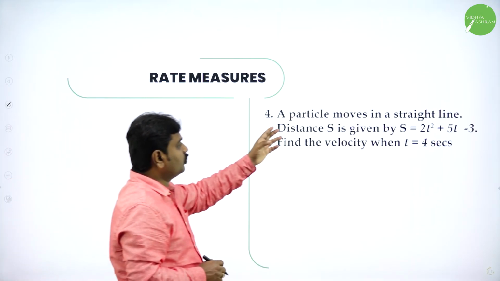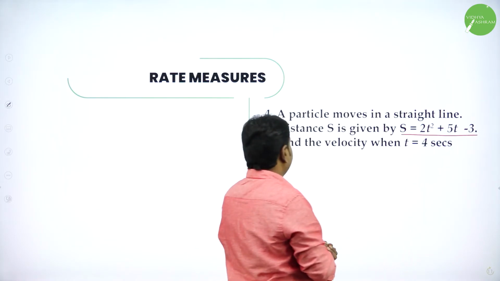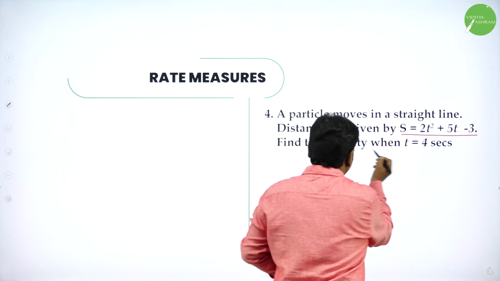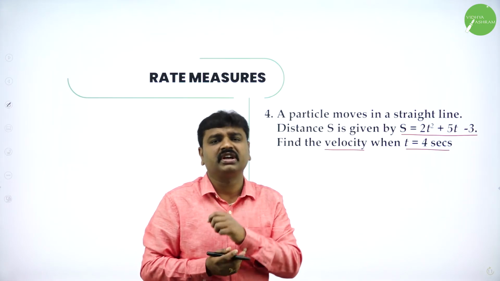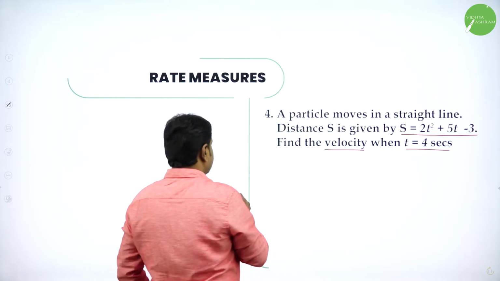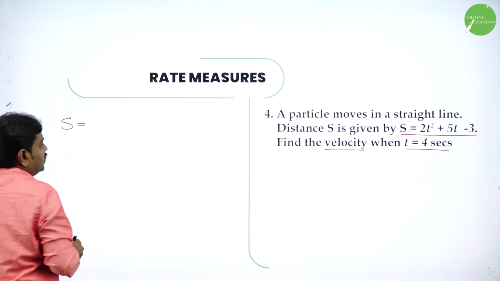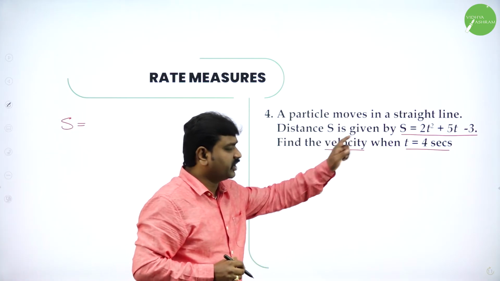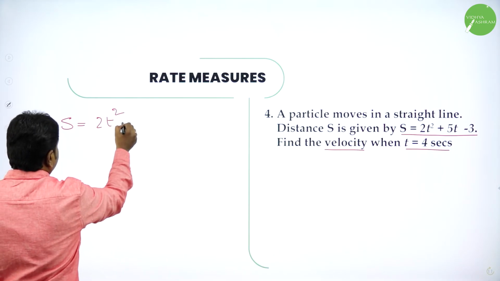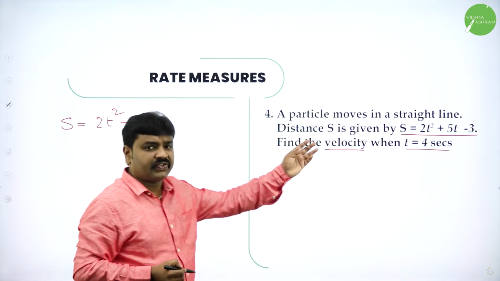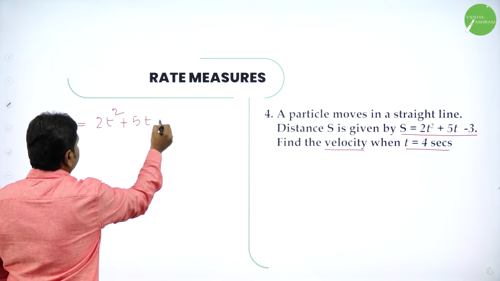A particle moves in a straight line. They give distance s and ask to find the velocity. They want you to find the velocity when t is 4 seconds. I told you velocity means ds by dt. So first, s is given. We'll take what is given. What is s they give? The equation they give is 2t square plus 5t minus 3. So s is 2t square plus 5t minus 3.